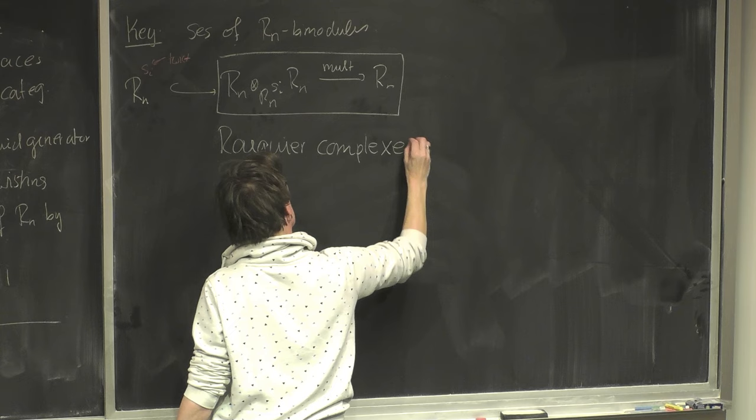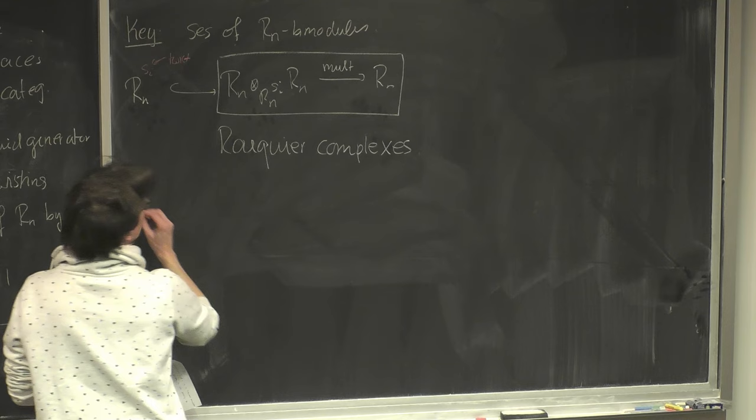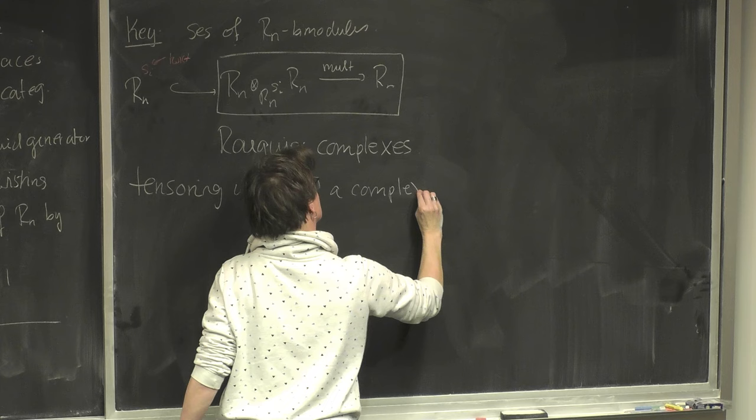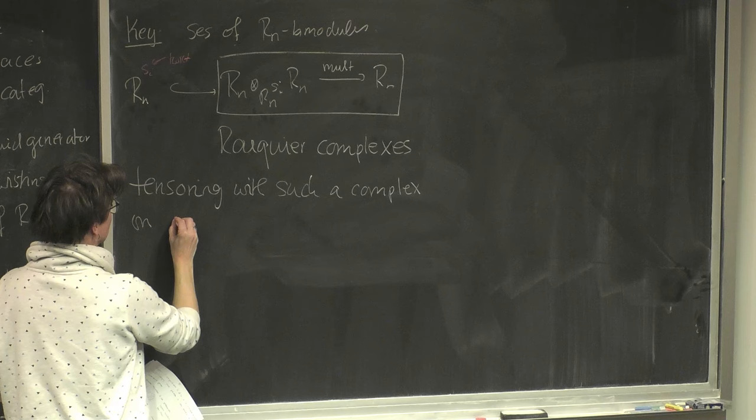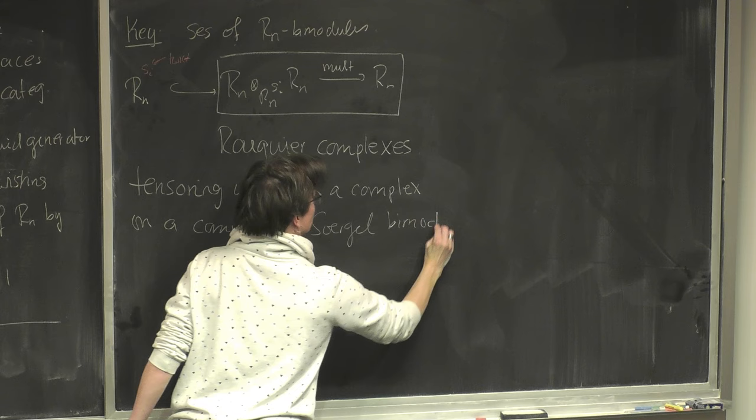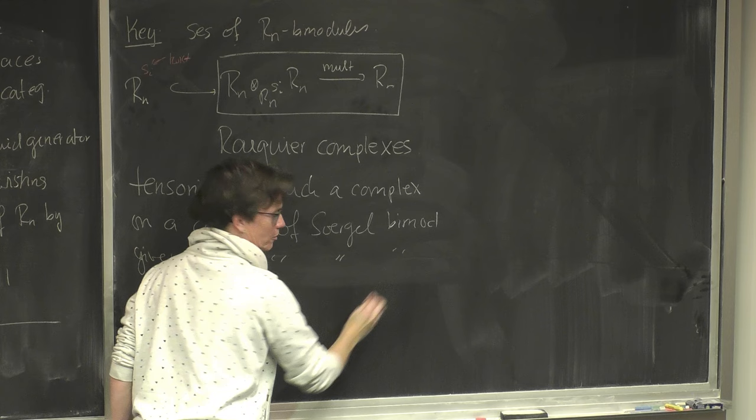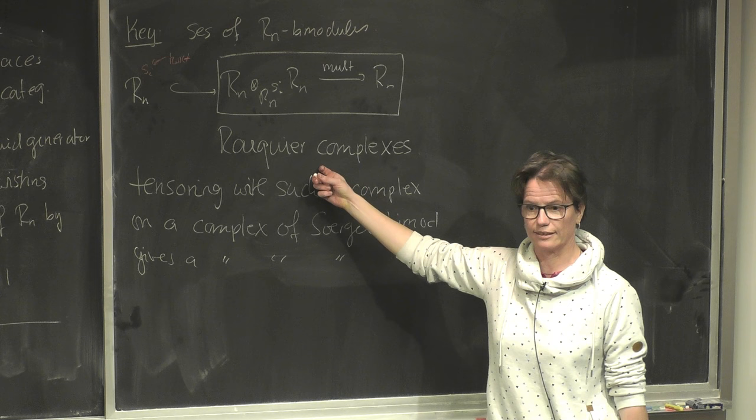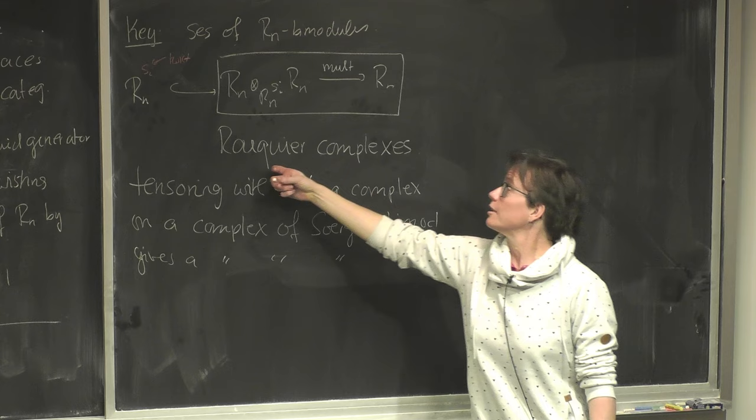Okay, and so the point is that tensoring with such a complex on a complex of bimodules gives a complex of Soergel bimodules. So that means I can use these complexes and get an action on this category of Soergel bimodules. And this is exactly what Rouquier studied, and he proved that in the homotopy category they satisfy the braid relations. So he constructed a braid group action on the homotopy category.